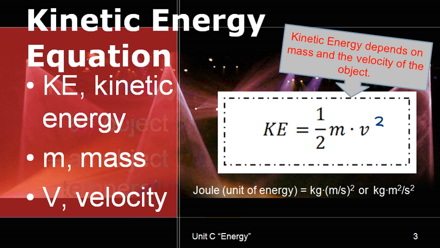So this is the equation for kinetic energy. Kinetic energy can be found by taking 1/2 the mass of an object, multiplied by its velocity squared. Now we know that if an object is moving, it would have some value for velocity, which is what's going to help us to find the kinetic energy.